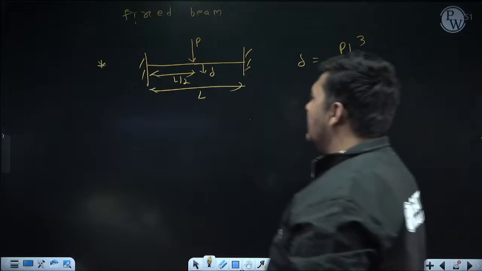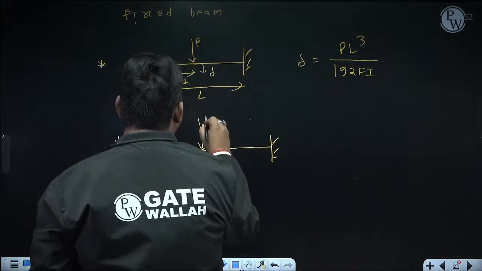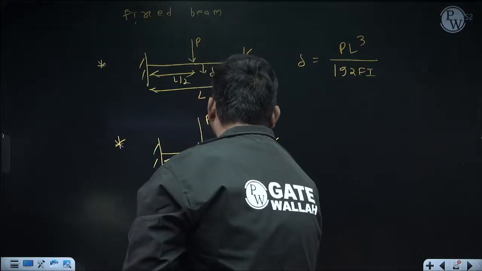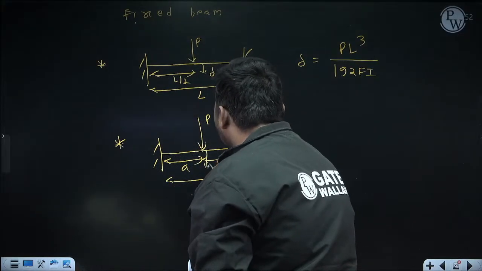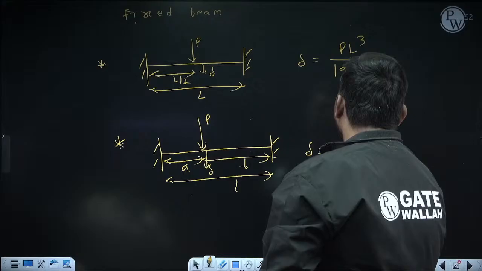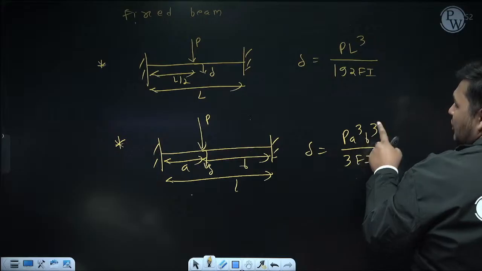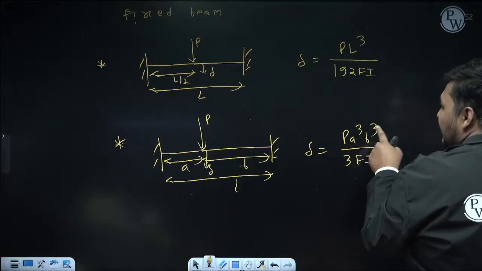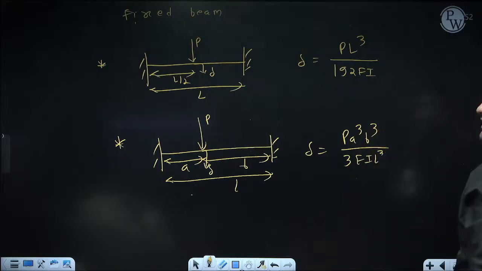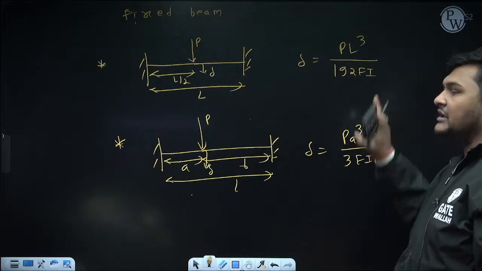Now similarly, if in a fixed beam this load P is not applied at the center, suppose its distance from one support is A, from the other support is B, and the distance between both supports is L. Then the formula to calculate deflection of the same point where load P is applied is P A cube B cube upon 3 EI L cube. See, here A square B square was coming, but here A cube B cube will come. Now A cube B cube means it is meter to the power 6, but we want meter cube. For that, below we are taking L cube. Now in this expression, if you put A equal to L by 2 and B equal to L by 2, you will get this expression automatically.